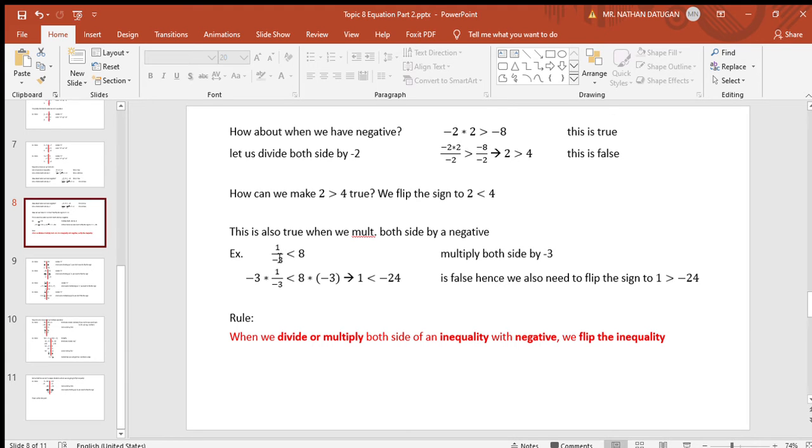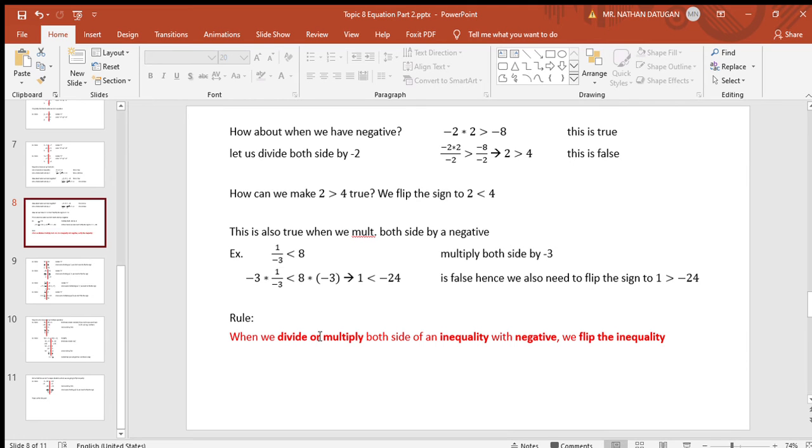We have negative 1/3 is less than 8. That's basically true, right? So if we multiply both sides by -3, this -3 cancels out and you're left with 1 right here. And 8 times -3 is -24. But wait, is 1 less than -24? No. So we also have to flip the sign. So that is going to be 1 is greater than -24.